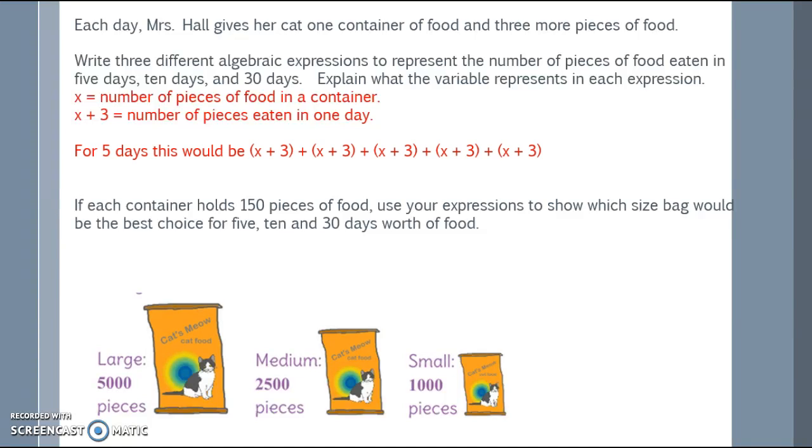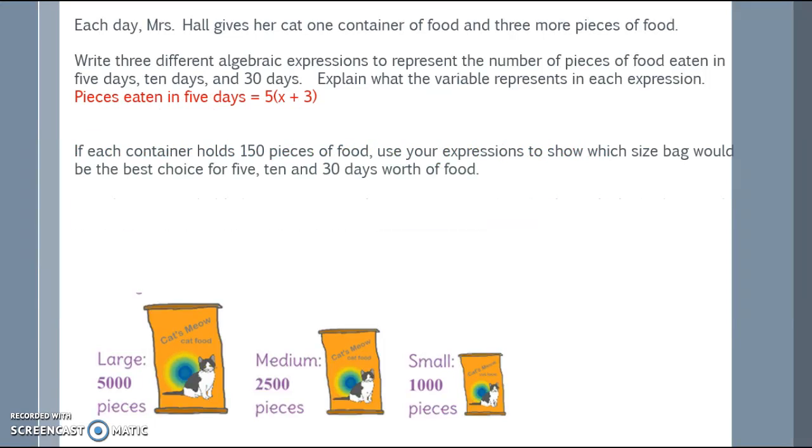For 5 days, we would want to add 5 one-days together. So x plus 3 plus x plus 3 plus x plus 3 plus x plus 3 plus x plus 3, representing each of the 5 days. However, we can combine like terms. We see that we have 5 x's plus 15, since we have 3 plus 3 plus 3 plus 3 plus 3, which is 15.